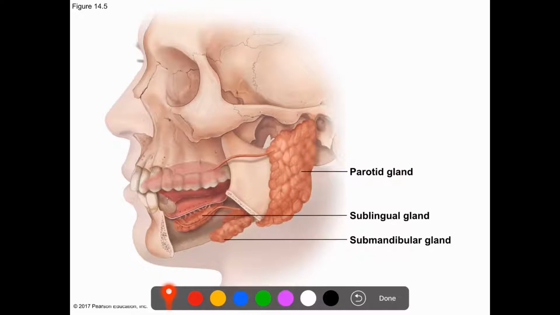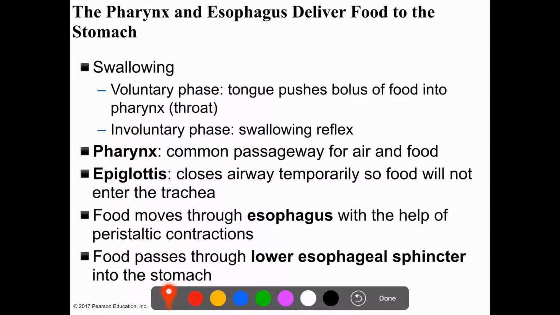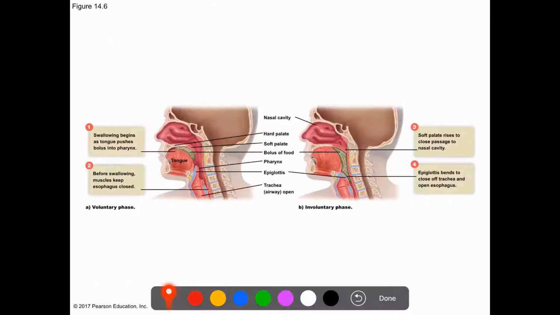We have 3 salivary glands. It's up to you if you want to know them. Just understand what is the saliva and what does it do. Then we have the pharynx and the esophagus, and we talked about these when we explored the respiratory system.